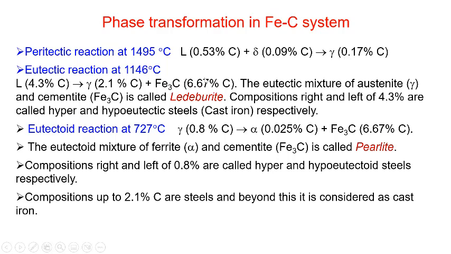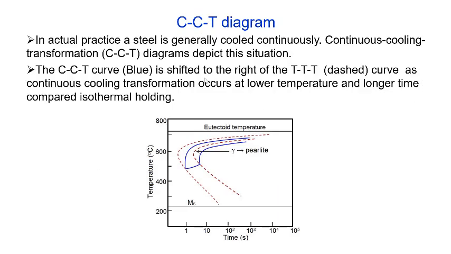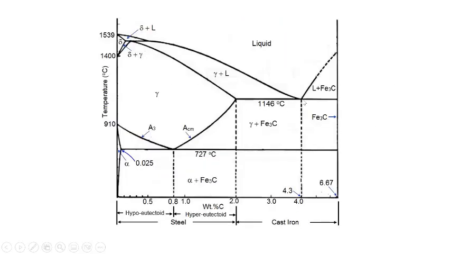And then if you come down here at this point, 1146 degrees Celsius and 4.3% carbon, then you have the eutectic reaction where the liquid is transforming into austenite and cementite. And then we have this solid state transformation here at around 0.8% carbon and 727 degrees Celsius, in which the austenite phase transforms into ferrite and cementite.